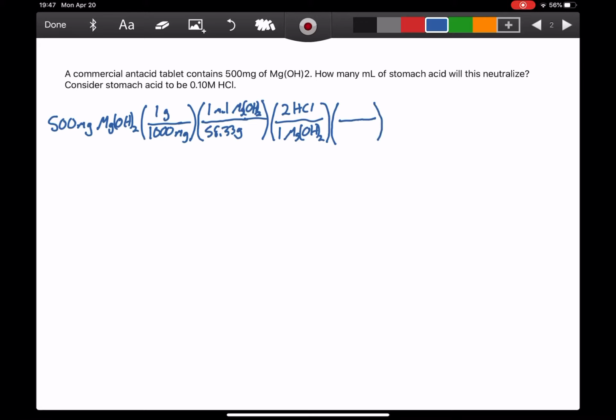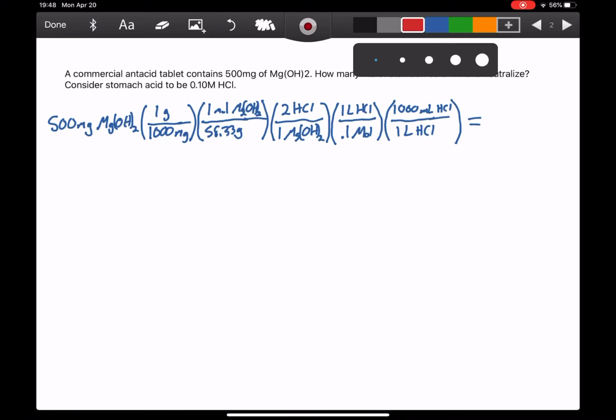Now we're going to use our molarity here. 0.1 molar, or 0.1 moles of HCl, is equal to 1 liter of HCl. And then 1 liter of HCl is equal to 1,000 milliliters of HCl. So now this is solving using dimensional analysis.